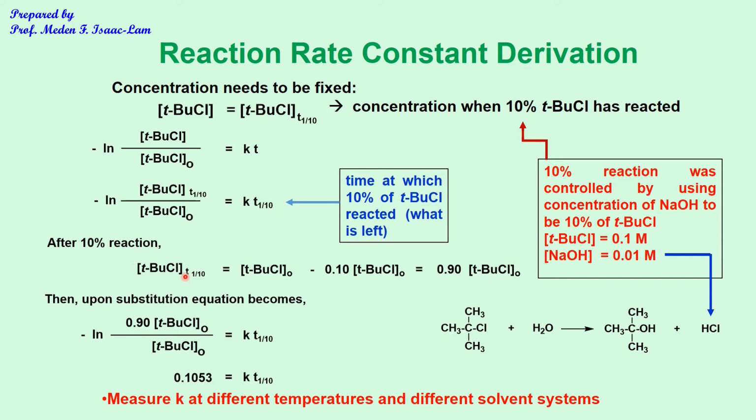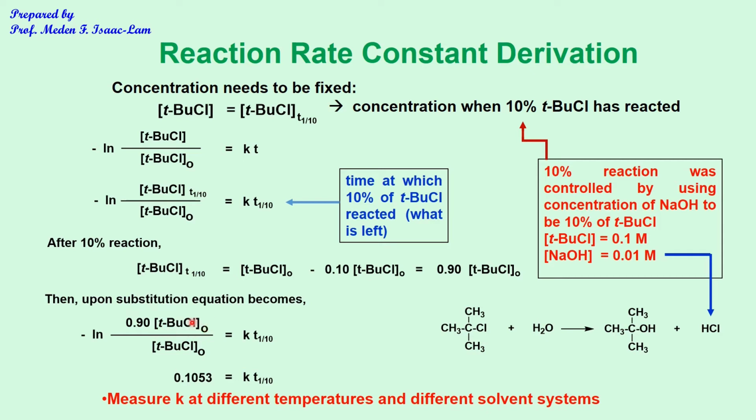So this value, which is the numerator in this equation above, is now going to be equal to 0.9 of the initial. So going back to this equation, we can substitute the numerator with this value. So in this expression, after substitution of the numerator, it will now become this expression below. So minus ln of 0.9 times the initial concentration of tert-butyl chloride, which is the same as this value, which we substituted in the numerator.